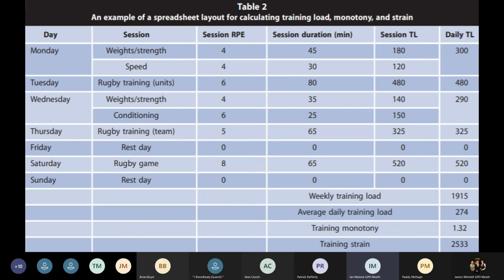We're going to go into a bit more detail on that now. This table is just an example of how you can work out someone's training load. As you can see, on Monday they've got a weights and strength session along with a speed session.